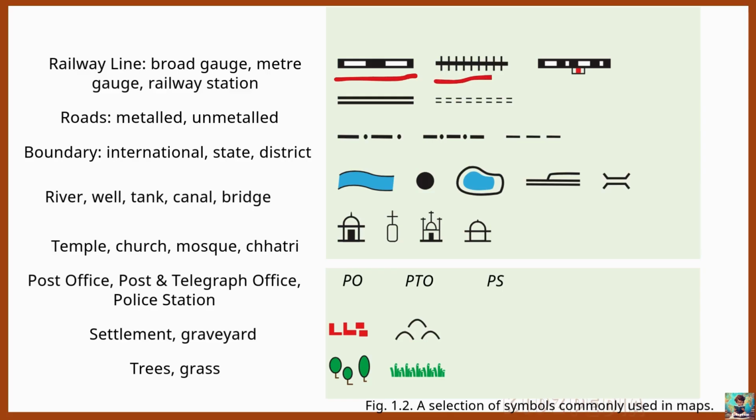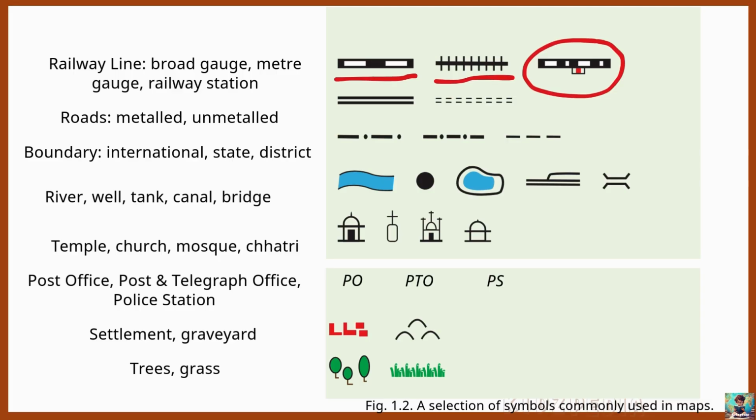For meter gauge, we use this symbol. This is used on smaller or older roads. In the past, many parts of India had meter gauge tracks, but now most of them are being changed to broad gauge, so trains can go faster and carry more people. And this is the symbol used for railway station.